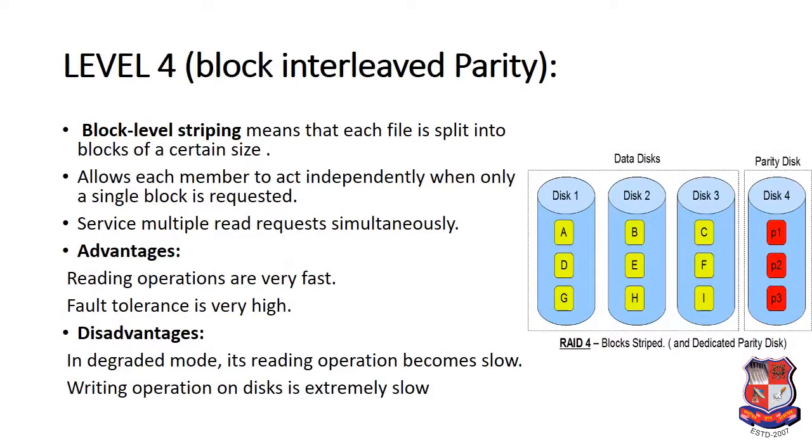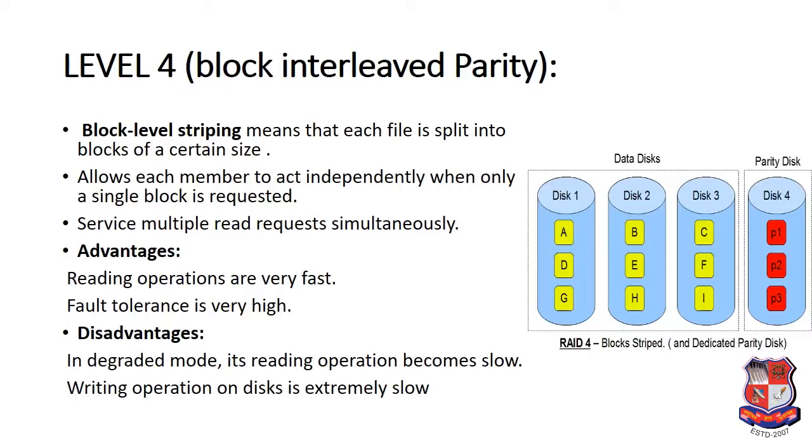Level 4 is known as block interleaved parity. So this is the same as level 3. The difference is that in level 3 we are working on byte level striping. Here we will do block level striping. So block level striping means that each file is split into blocks of certain size. It allows each member to act independently when only a single block is requested, and services multiple read requests simultaneously.